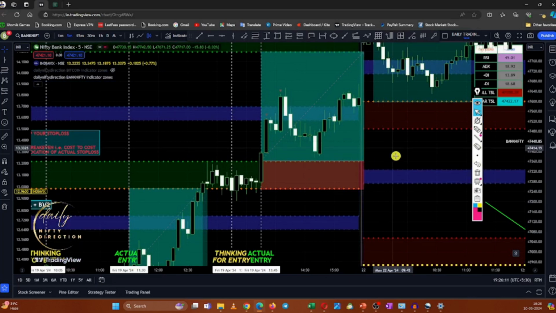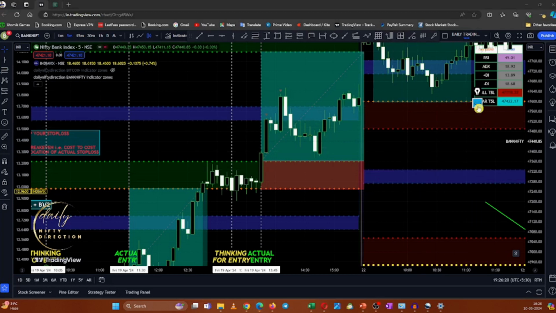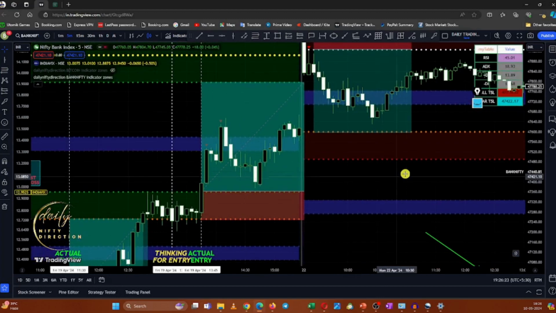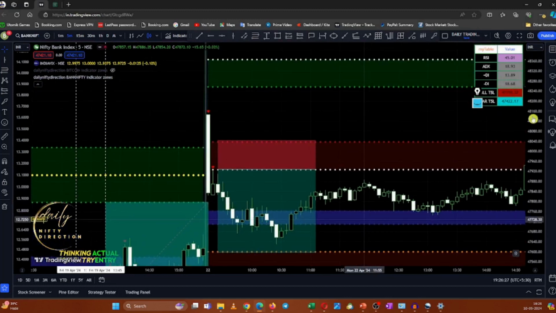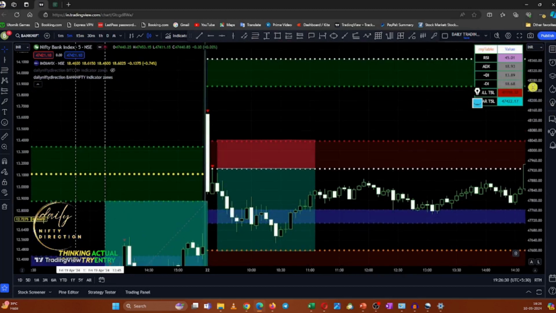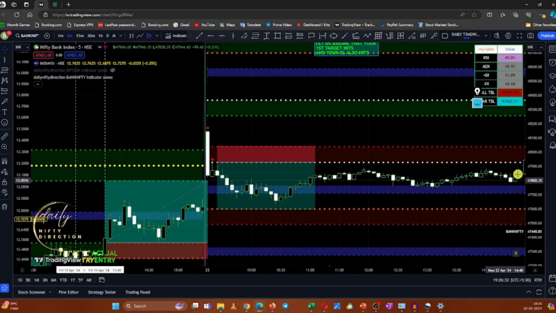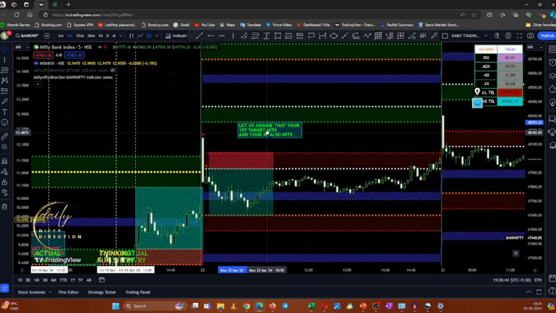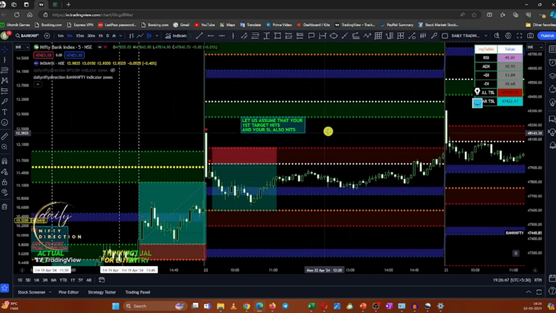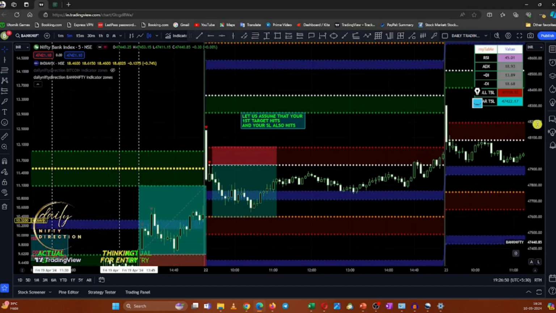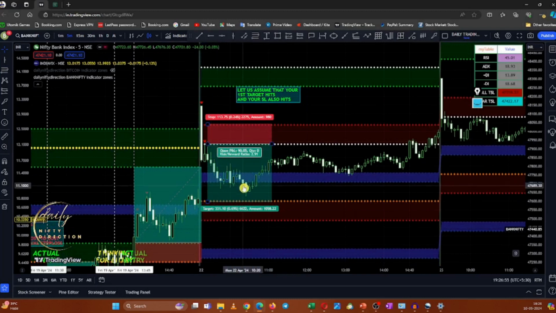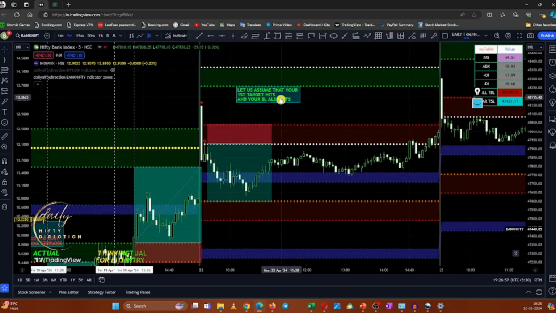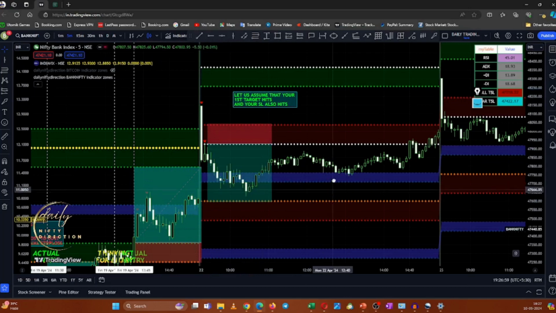Now let us assume that your first target hits and your SL hits simultaneously. This is the scenario where, after hitting your first target, your SL also hits.